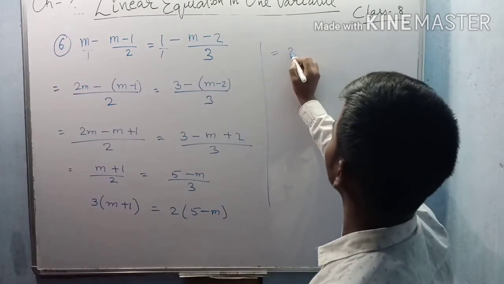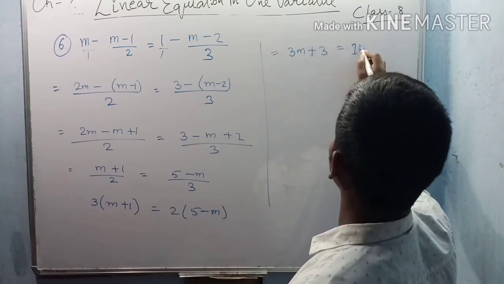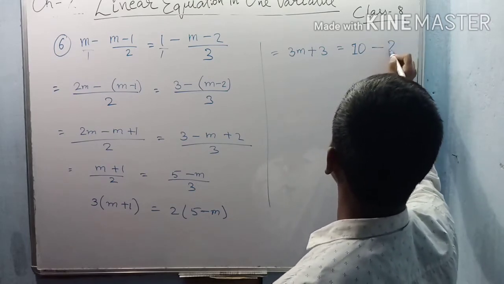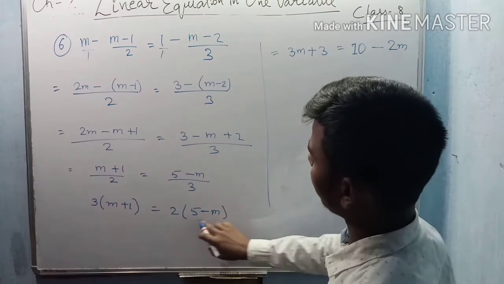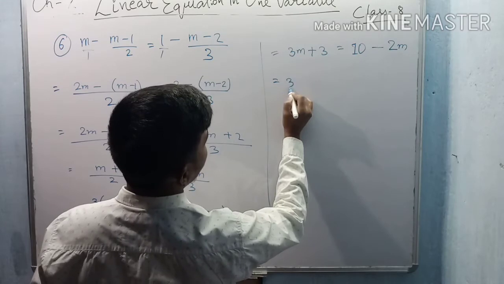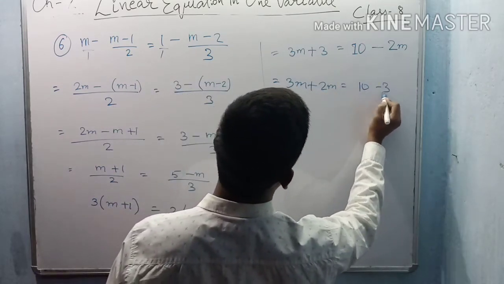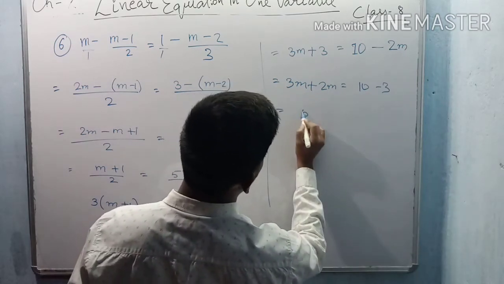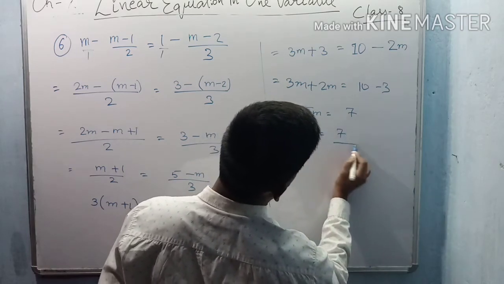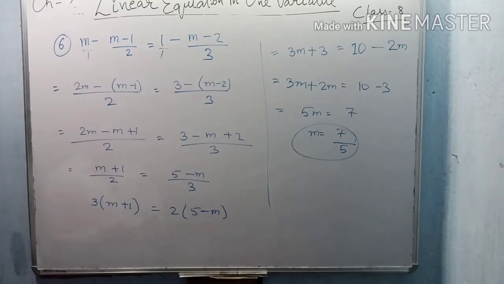So 3m plus 3 equals 10 minus 2m. 2 fives are 10 and 2 into m is 2m. So 3m plus 2m equals 10 minus 3. 3m plus 2m will be 5m, and 10 minus 3 will be 7. m will be 7 by 5. 7 by 5 is the answer. I have just solved the question.